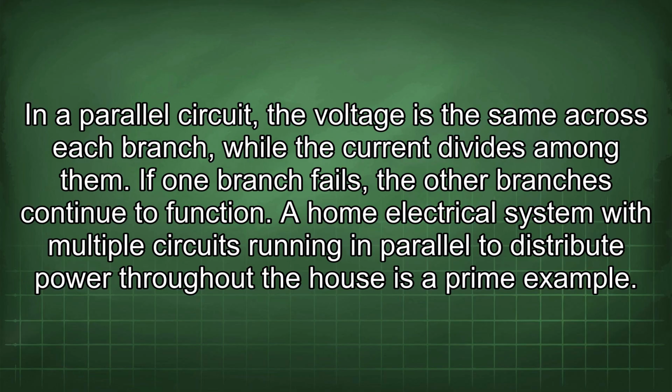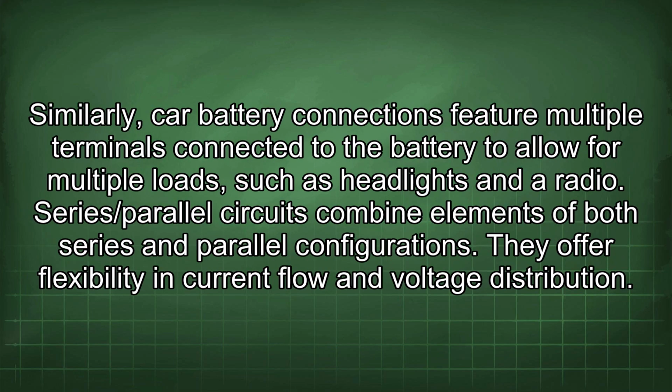In a parallel circuit, the voltage is the same across each branch, while the current divides among them. If one branch fails, the other branches continue to function. A home electrical system with multiple circuits running in parallel to distribute power throughout the house is a prime example. Similarly, car battery connections feature multiple terminals connected to the battery to allow for multiple loads, such as headlights and a radio.